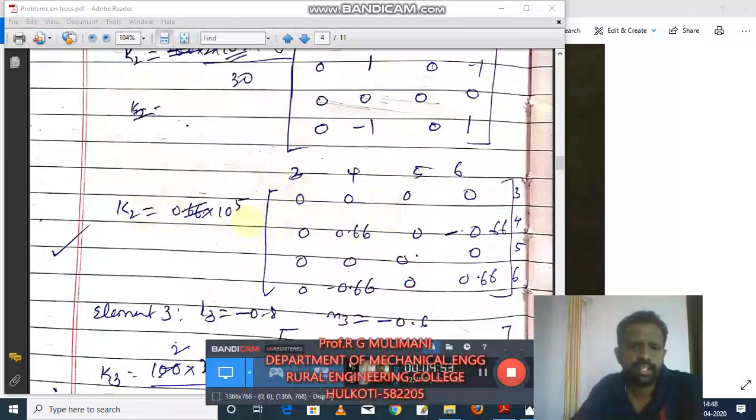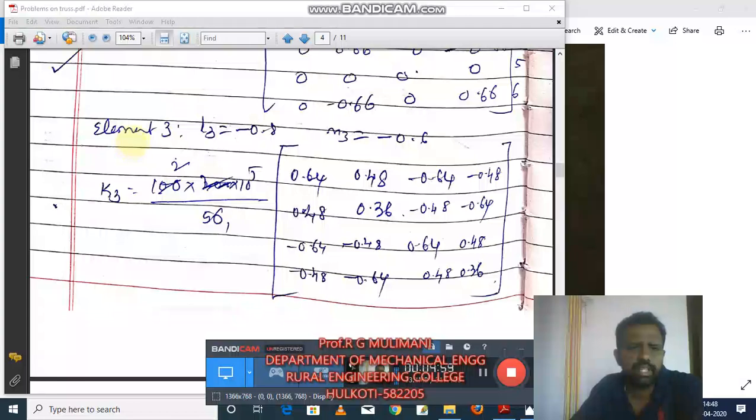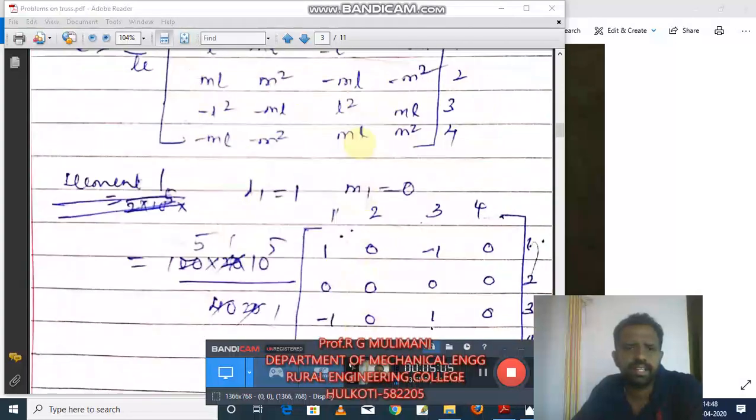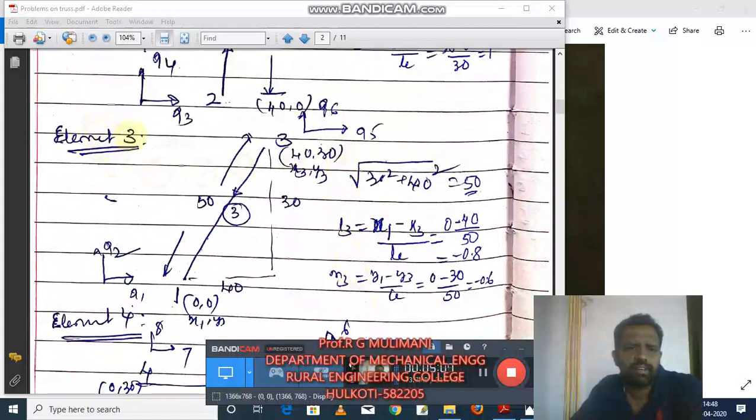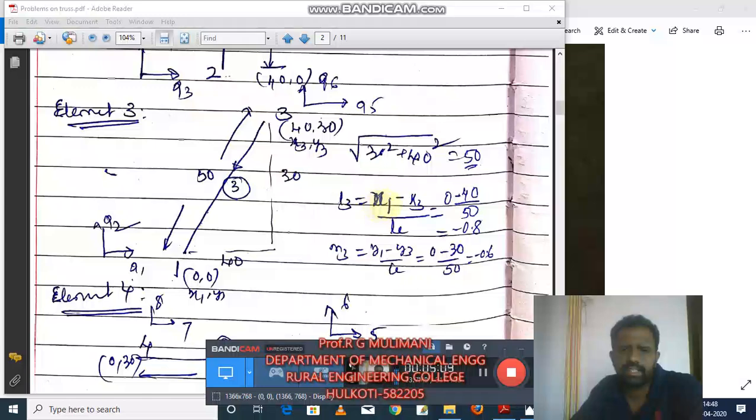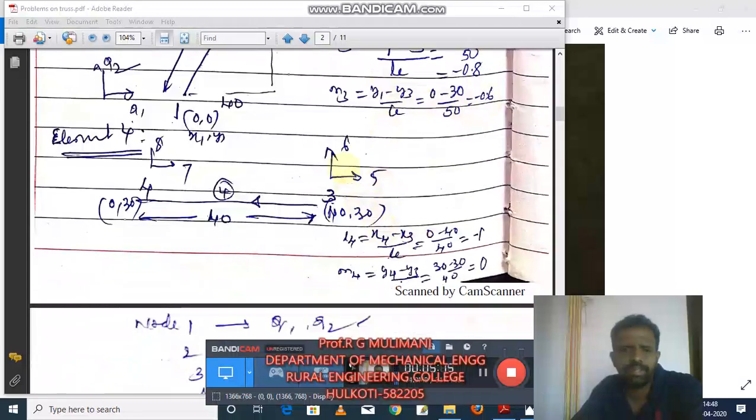10 raised to 5 is outside and remaining all the elements are multiplied with this 0.66. Similarly, for element 3, where the direction coefficients are minus 0.8 and m3 is minus 0.6, how did we get this? You see here, for element 3, L3 is x1 minus x3 divided by Le. By this, it is minus 0.8, m3 is minus 0.6.